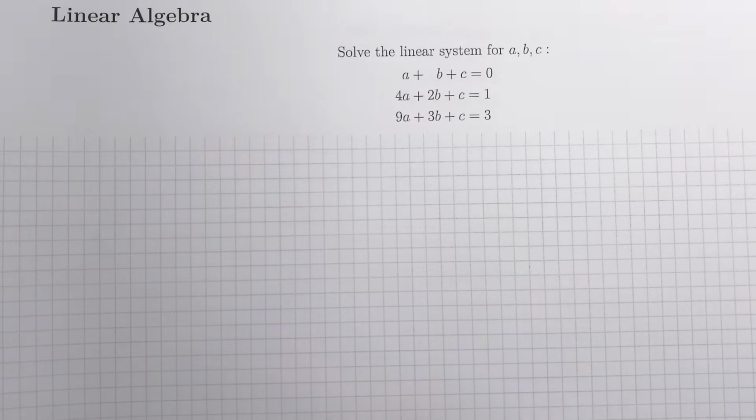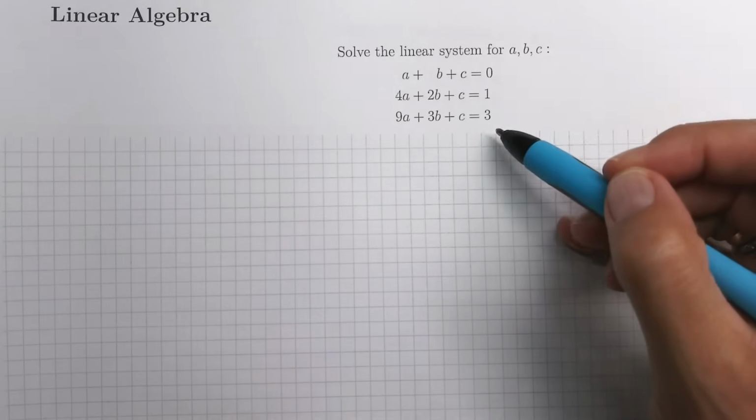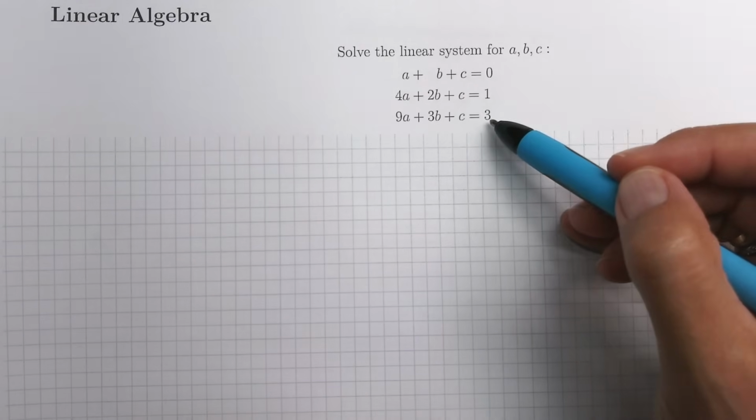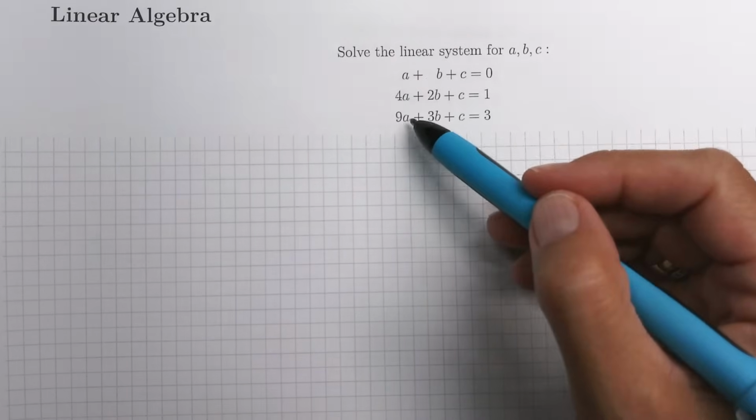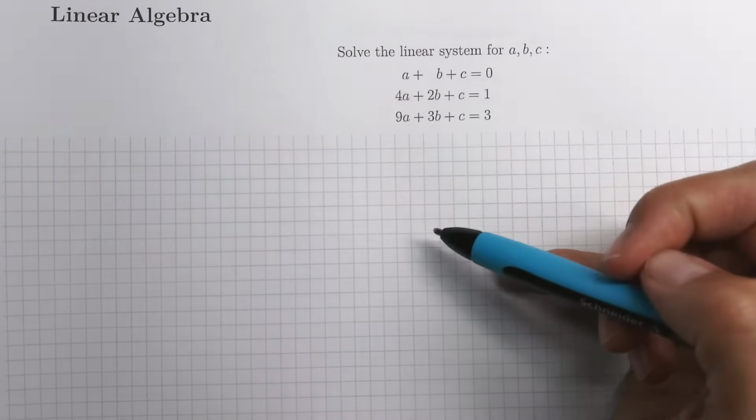Today we're going to learn about Gaussian elimination. What are we going to use this algorithm for? What we have here is a system of linear equations. We have three equations, 1, 2, 3, and three variables a, b, and c for which we want this system to be solved.